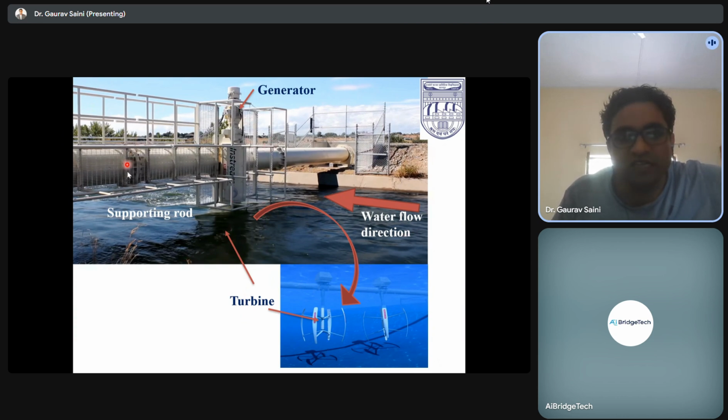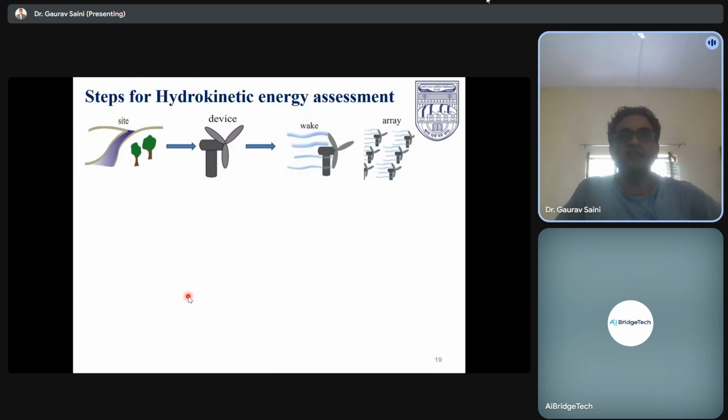So this is basically taken from an in-stream power generation company. They are basically working on hydrokinetic energy. These are the different types of blades utilized for the turbine, and this is the flow direction of the water. This is the supporting rod that is holding up the whole structure of the turbine and generator, like that. So there are different steps for the hydrokinetic energy assessment.